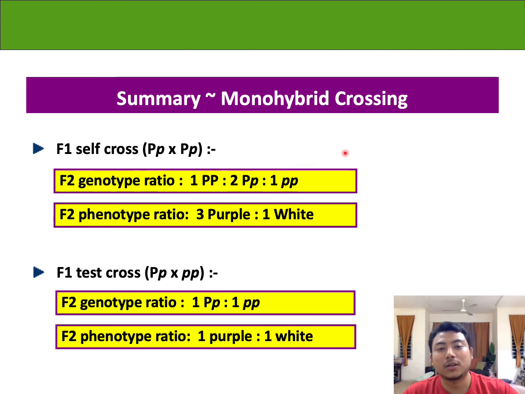So this is a summary for monohybrid crossing. Okay, for the F1 self-cross, the genotype ratio is 1 to 2 to 1. The phenotype ratio is 3 to 1. For F1 test cross, okay, the genotype ratio mesti 1 to 1 and the phenotype ratio is also 1 to 1. Ini kalau heterozygous. Okay, that will be all for this video, for this section.